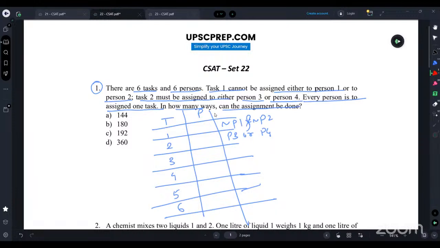Let's start with person 1. How many options you have for person 1? P1 and P2 cannot be there. Okay, let's start with person 2 now because here it should be either P3 or P4. So you have two options here, right?